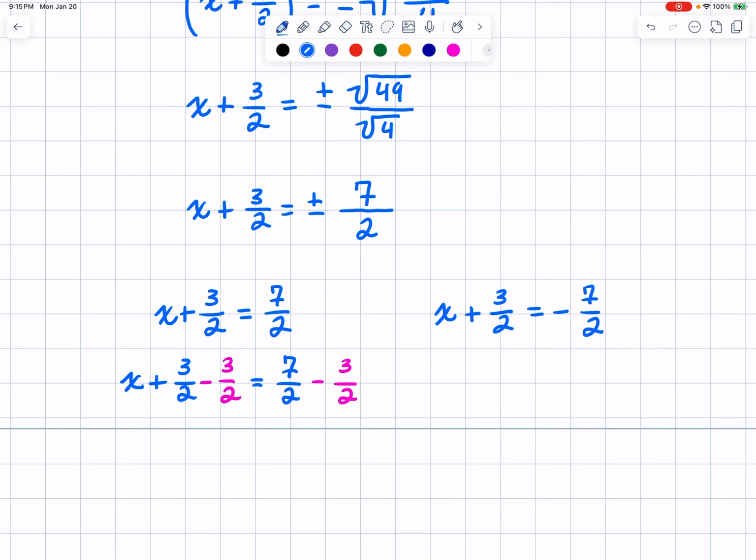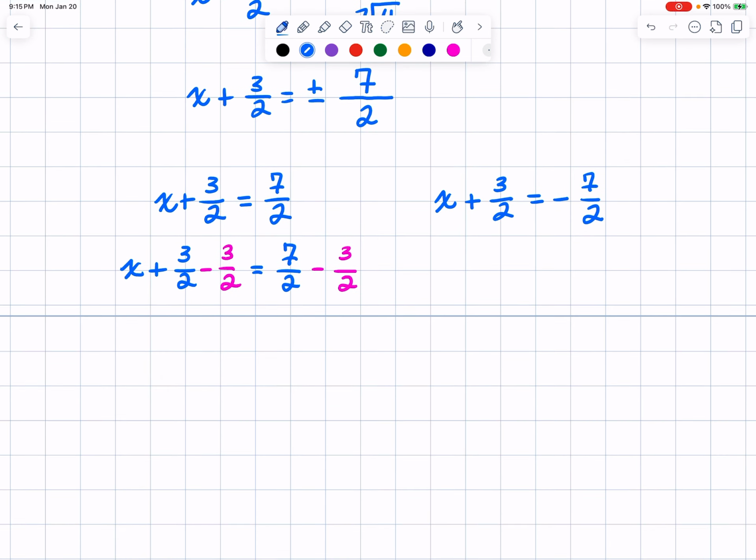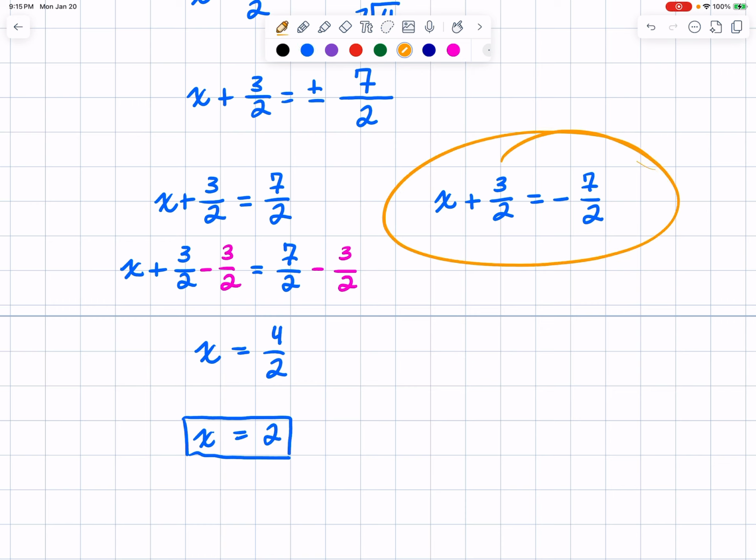And on the left-hand side, we're going to get x equals 7 minus 3 is 4 over 2, and that will reduce to x equals 2. So we have our first answer of x equals 2. Now we want to go over to this side, and we're going to, again, subtract 3/2 from both sides.